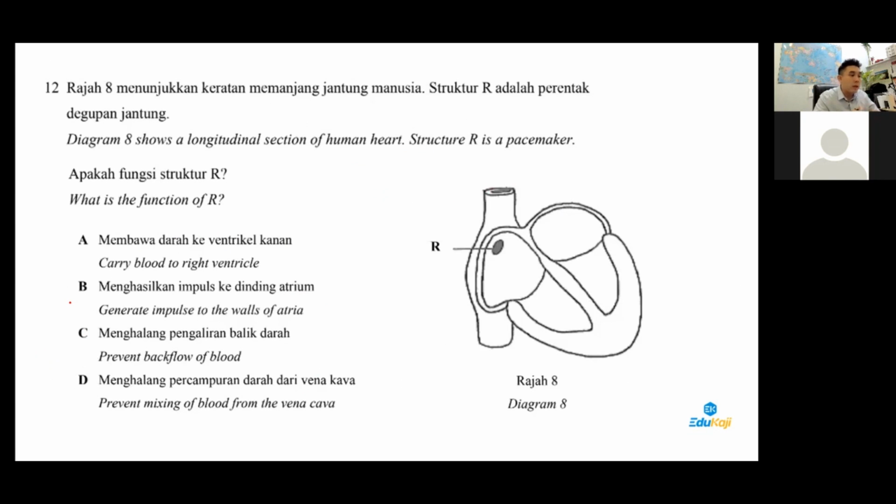Number 12. Without looking at the question, if you look at the diagram R, you must straight away identify it as sinoatrial node. Right, sinoatrial node, another name, we call it pacemaker, perentak jantung. What they do is they generate impulse and then spread to the walls of atria. Okay, 12 boy.